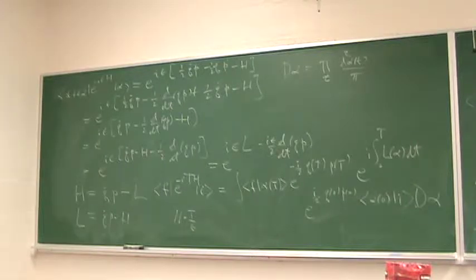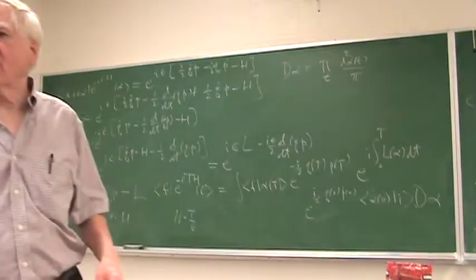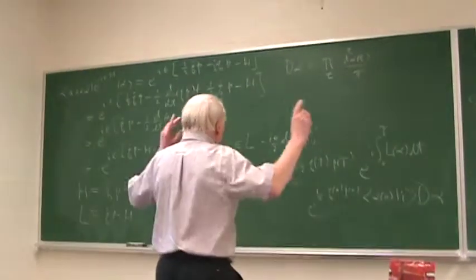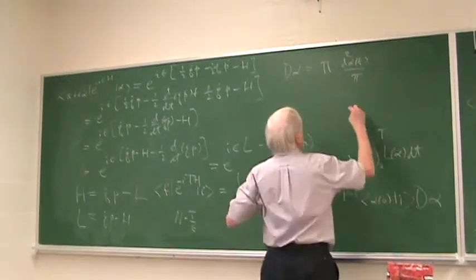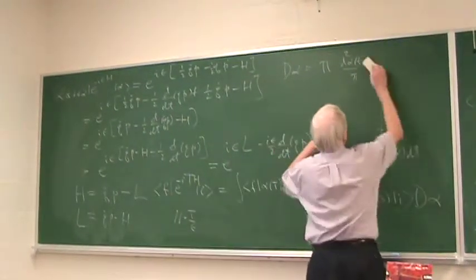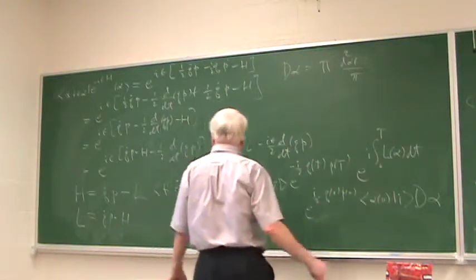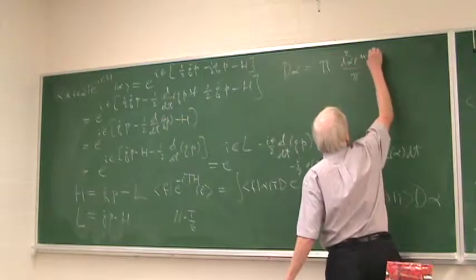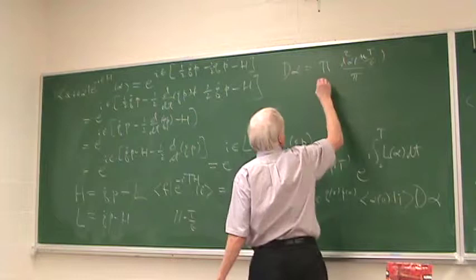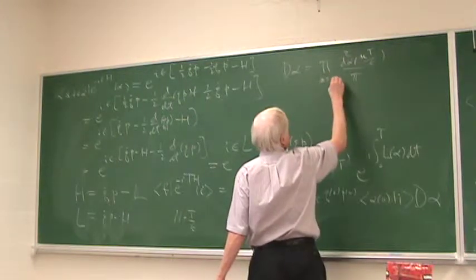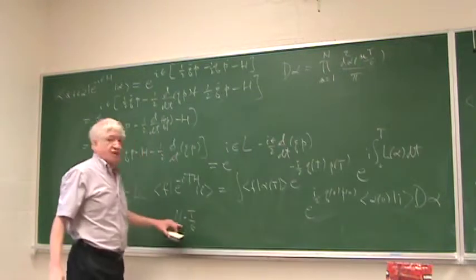When you write the product over little t, is that one for each time slice? Good question. Literally, if you want to do it really rigorously, we've got n of these here: the product, n equals 1 to capital N, where capital N is T over epsilon.